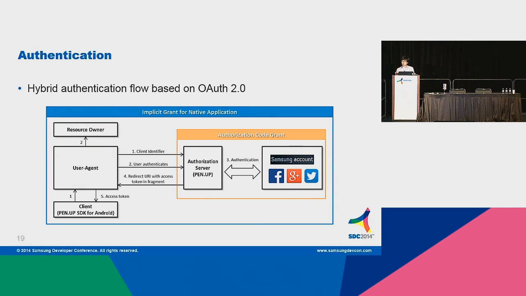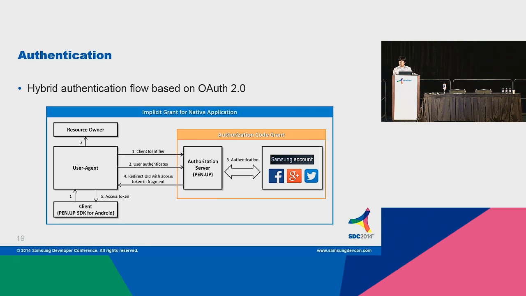This authentication is implemented based on OAuth 2.0. It includes the user authentication and the app authorization. However, PEN.UP does not provide its own account, and the user can join PEN.UP using Samsung account, Facebook, Google+, and Twitter account. So this authentication flow consists of two different flows. First, for the user authentication, the authorization code grant flow is used, and for the app authorization, the implicit grant for native application flow is applied.